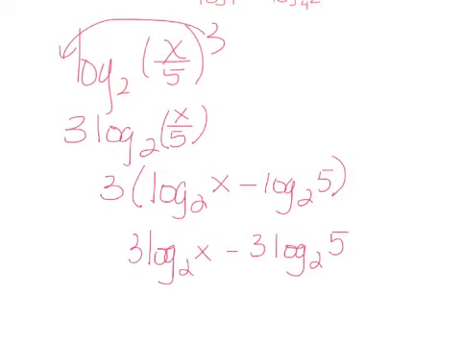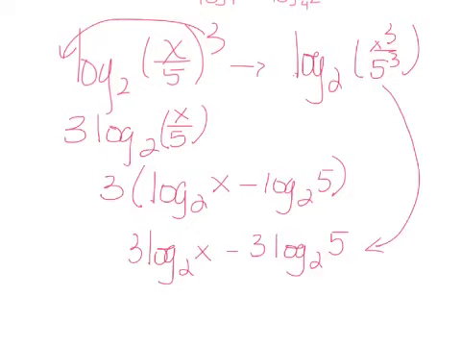You could actually start this slightly differently, and you could rewrite this as log base 2 of x cubed divided by 5 cubed. And you would end up doing the quotient rule, which is subtraction, and then the power rule, putting the 3 in front of each of them at the end. Either method will return to you that answer. And that's what it means to expand, to break it down into its least component parts. Clear as mud? Good.